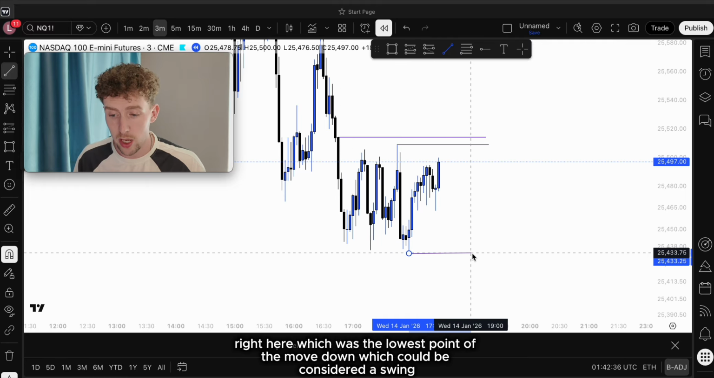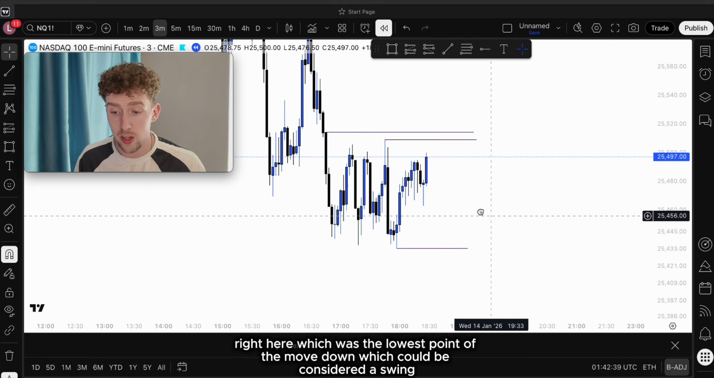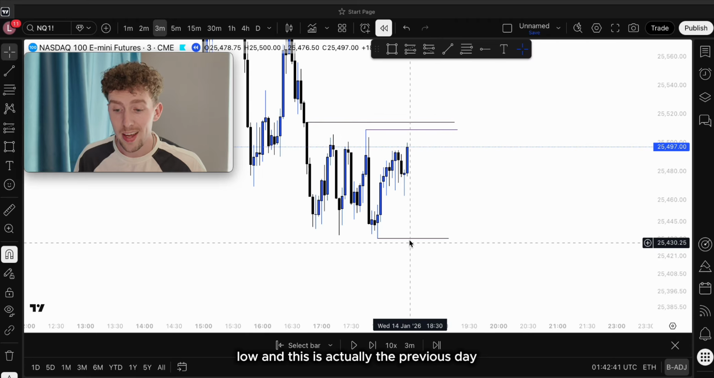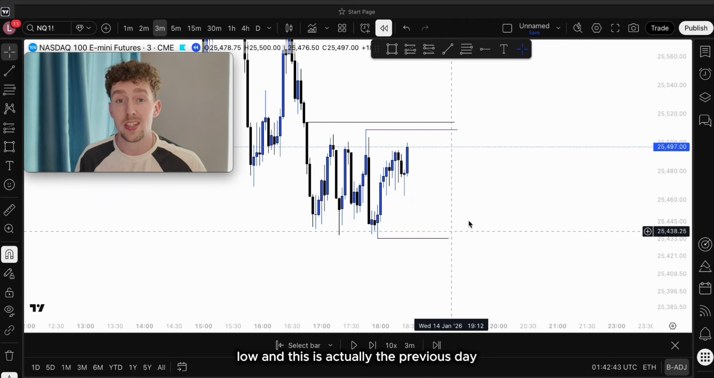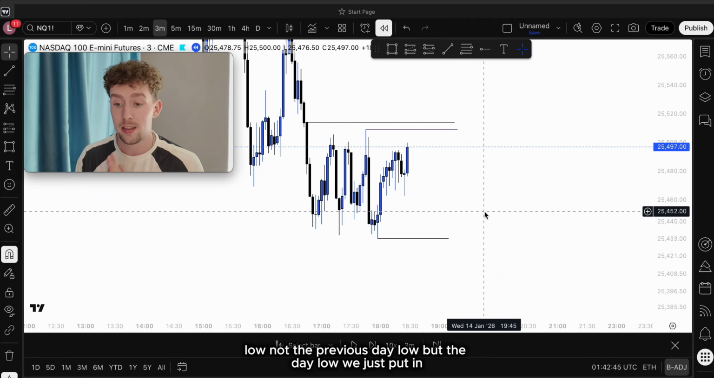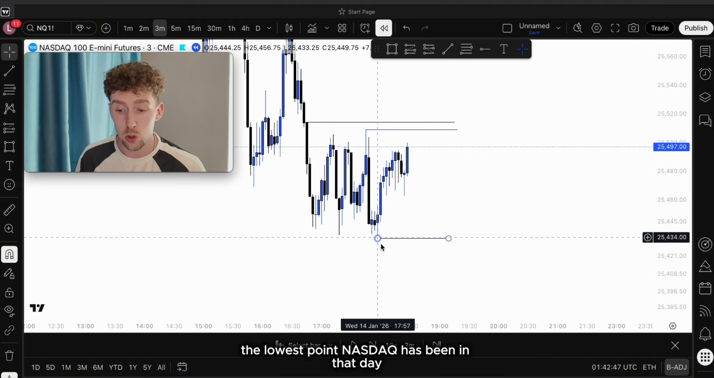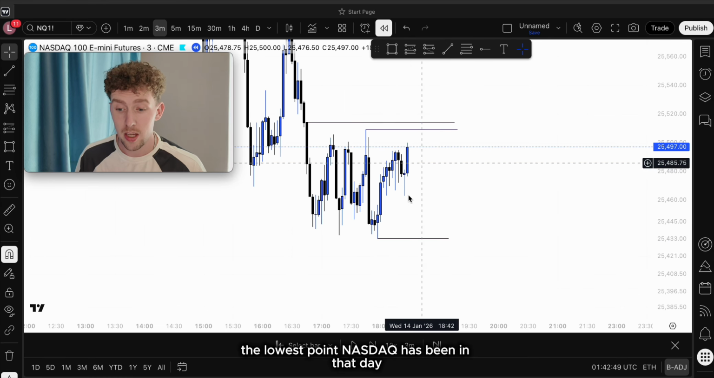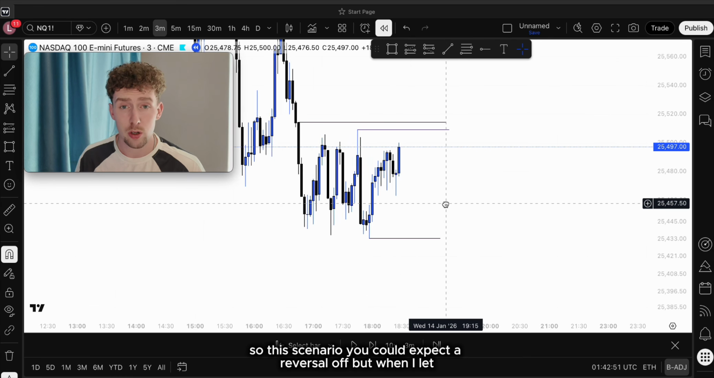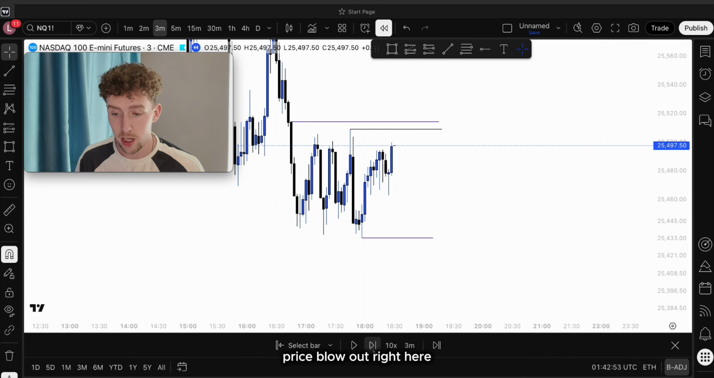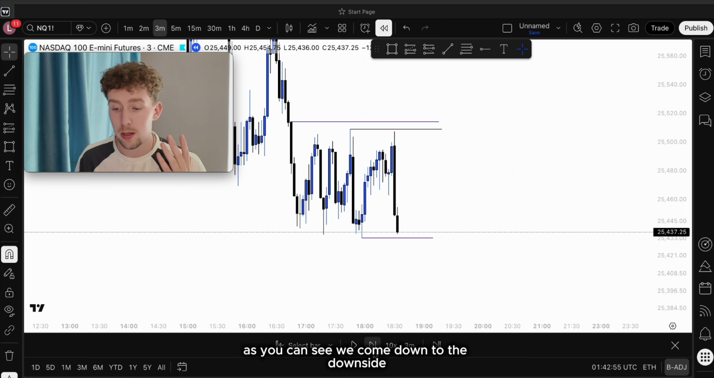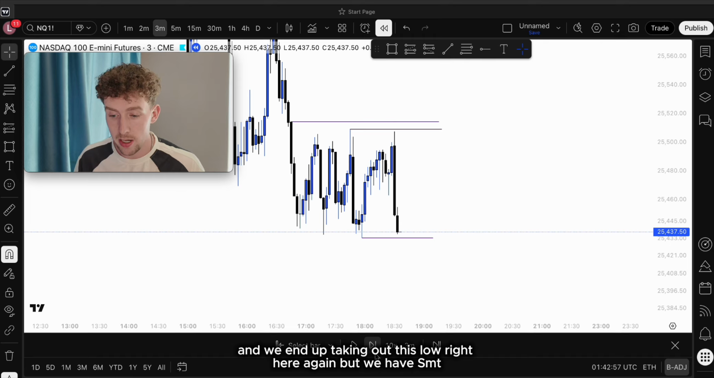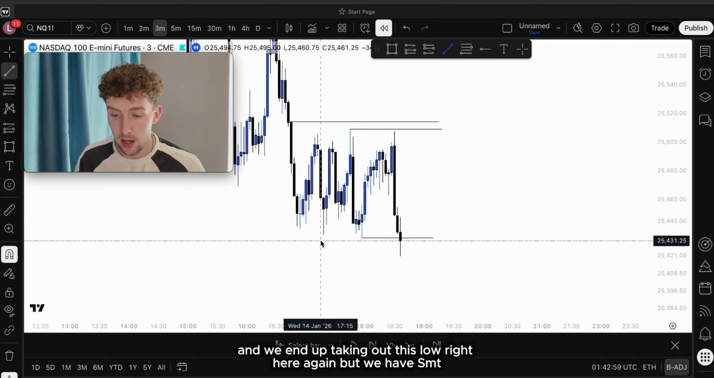We have this low right here, which was the lowest point of the move down, which could be considered a swing low. And this is actually the day low, not the previous day low. We just put in the lowest point NASDAQ has been in that day. So in this scenario you could expect a reversal. But when I let price play out right here, as you can see, we come down to the downside and we end up taking out this low right here again.